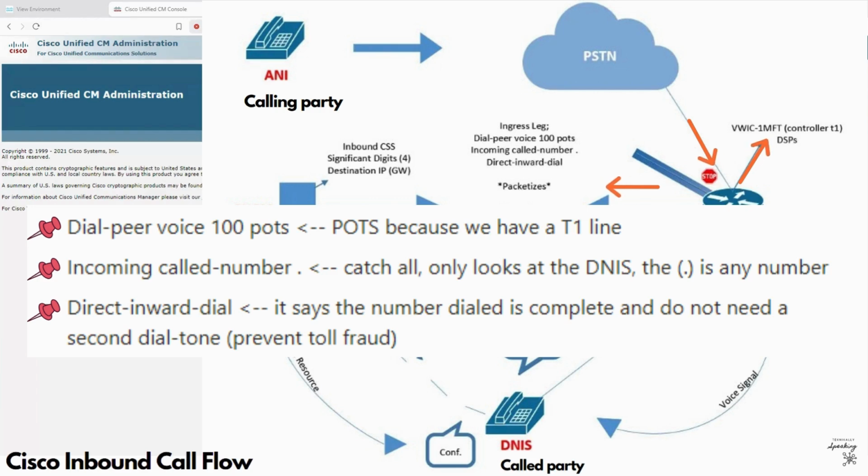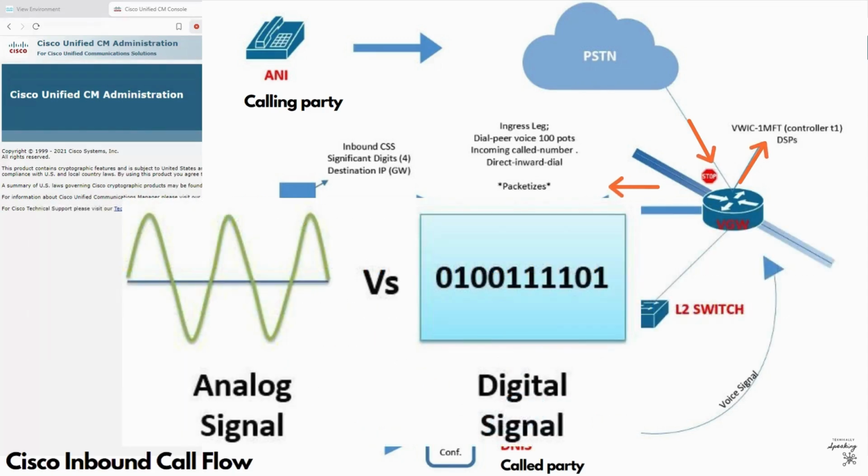Incoming called-number and a dot, a period, which is a catch-all. It only looks for the DNIS, and the dot is any number. So incoming called-number could be any number. And direct-inward-dial basically just says that the number dialed is complete and does not need a second dial tone. And this is really to prevent toll fraud. So these are the main configurations, the main settings you'll have in your dial peer. You may have more, but you'll definitely have these three.